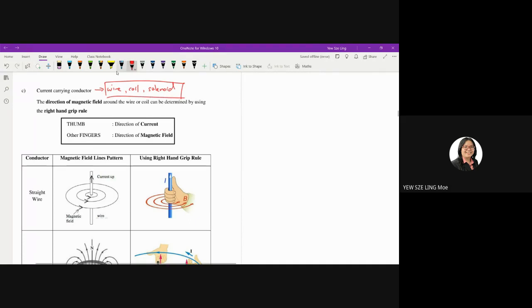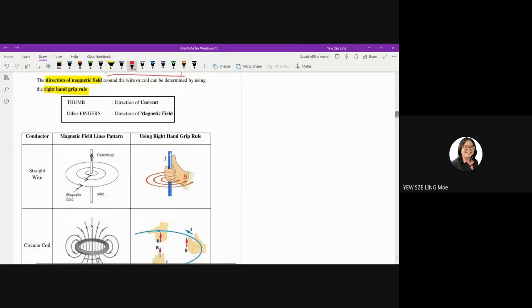So how do we determine the directions of magnetic field? The directions of magnetic field can be determined by using the right-hand grip rule. For example, let's look at the first diagram. You have a current going up, current is going upwards.